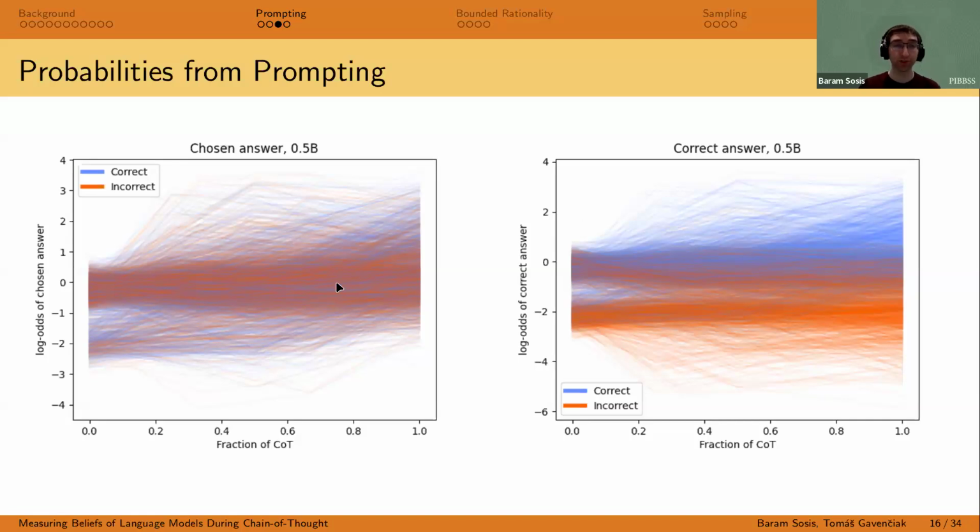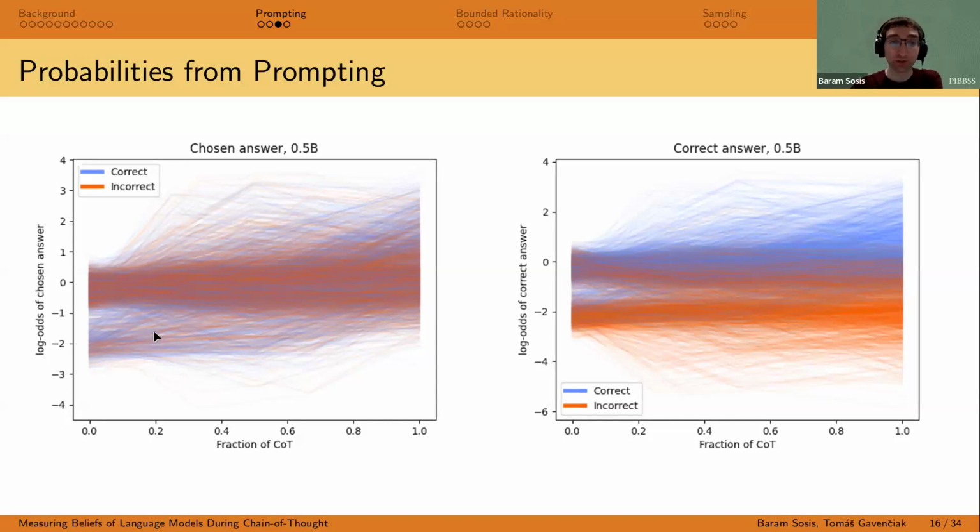So the thing to look for here is that in the left-hand plot, we're generally going to see the traces go up towards the end of the chain of thought. This indicates that when we do this prompting procedure, it's giving a higher probability to the answer that the chain of thought will actually end up picking, which is what we want to see. Sorry, I forgot to mention the colors. The colors indicate whether the chain of thought got the answer right or wrong. The orange plots show trials where the original chain of thought is incorrect, and the blue trials are trials where it gets the answer correct.